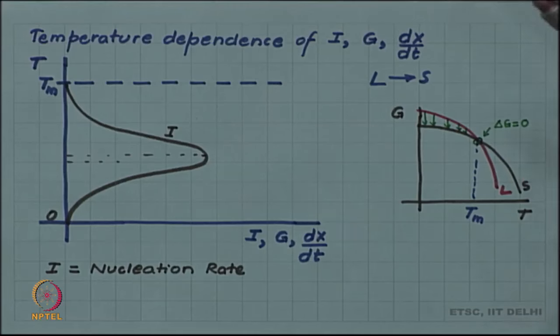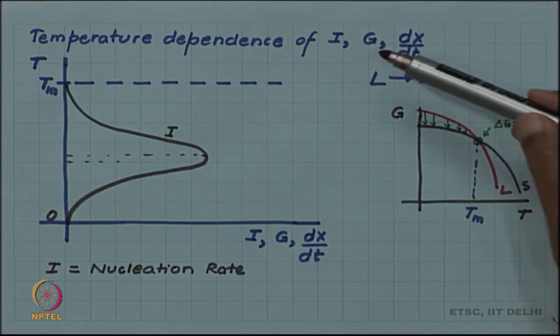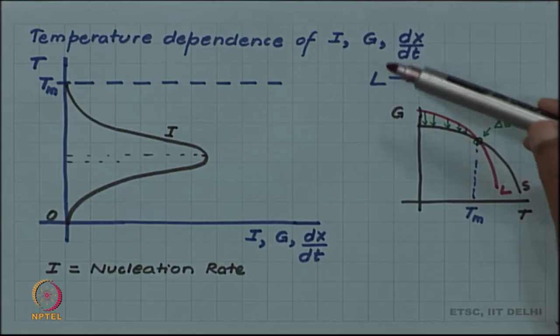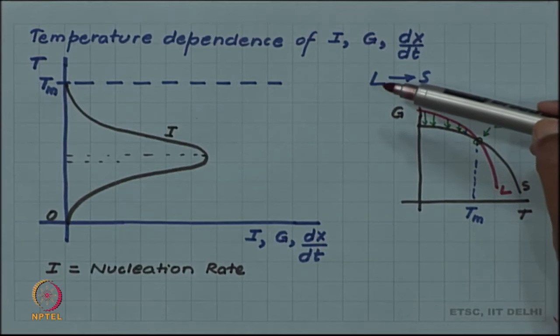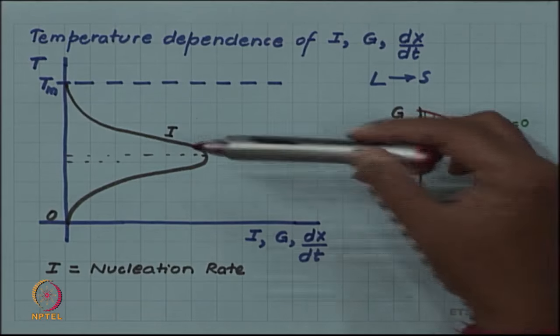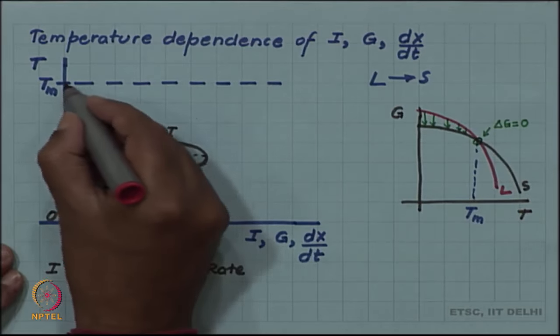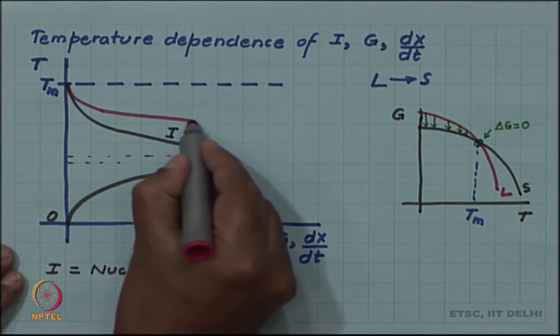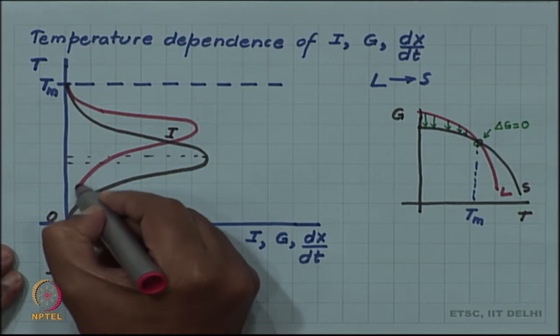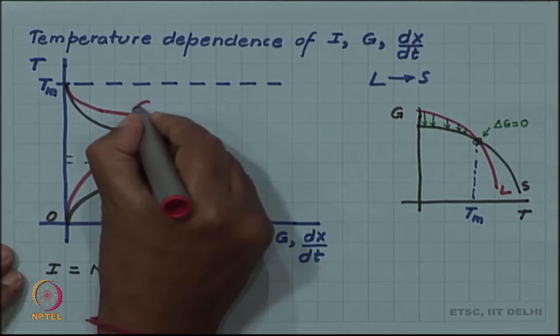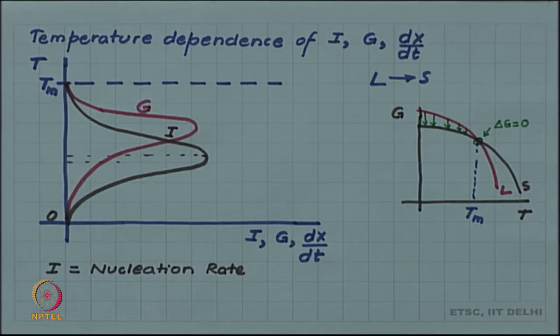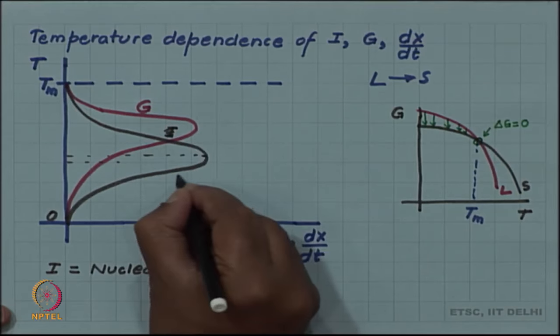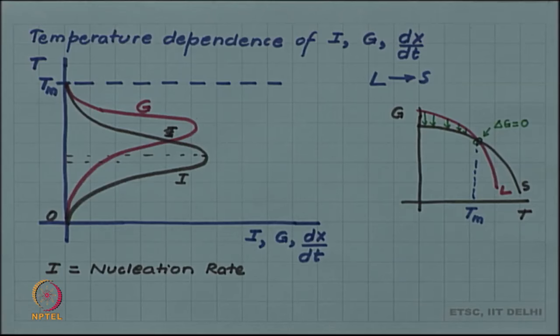This same competition between driving force and atomic mobility is true for the growth also. Growth also requires both the driving force and atomic mobility. So, growth rate also shows a similar pattern, but the temperature at which it will attain maximum is a different temperature, and I draw it like this. So, this is for growth rate. Let me write it here so that there is no confusion.